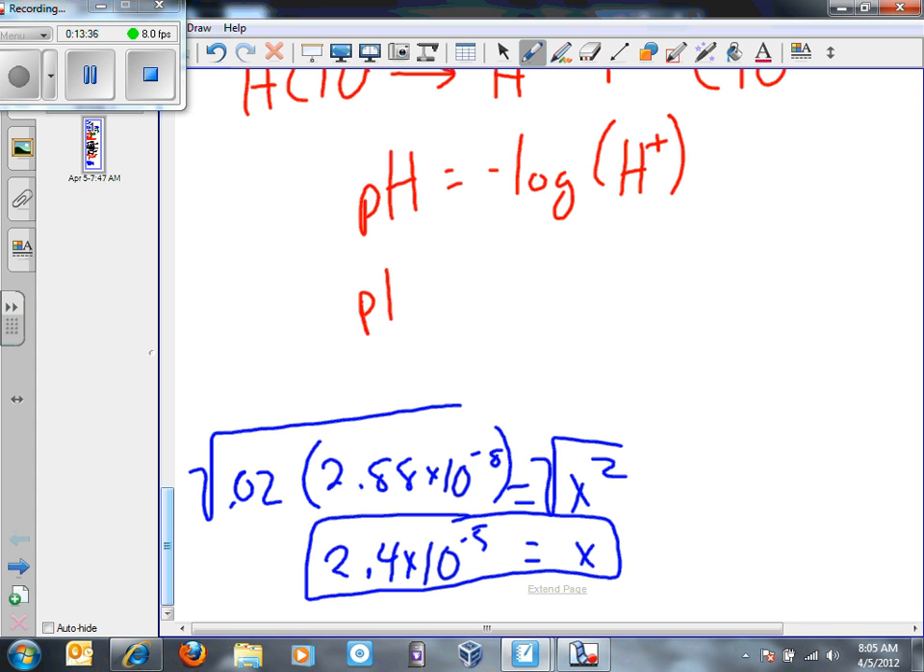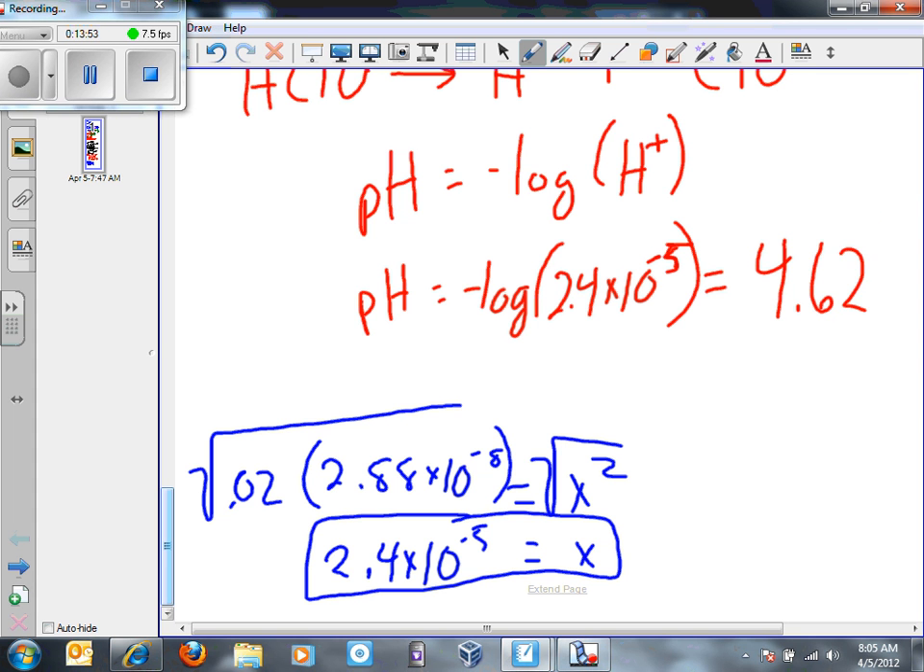So the pH in this case is equal to the negative log of 2.4 times 10 to the negative 5th, and that pH becomes 4.62. And that's how you determine the pH of a weak acid. Now, we also have weak bases that we'll talk about, but it's the same principle. The method is the same, it's just that you're using a base instead of an acid. Okay. Thank you.